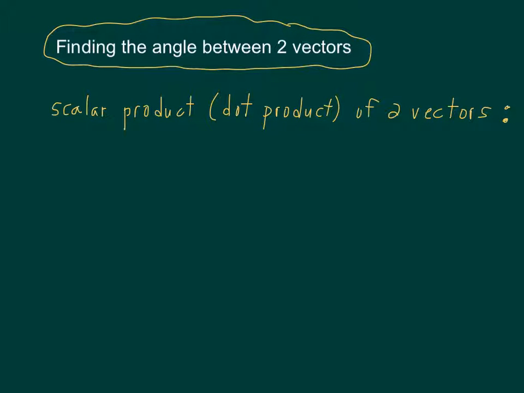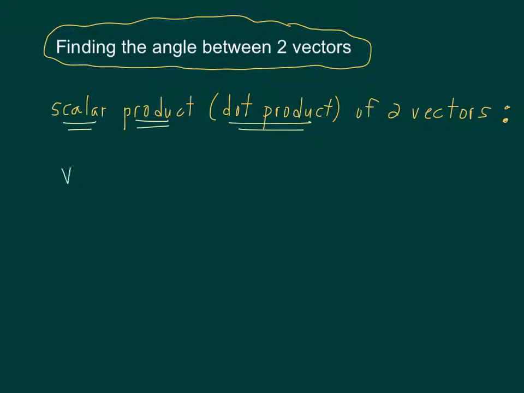Okay, in this video we're going to look at finding the angle between two vectors. And before we do that, we have to talk about something called a scalar product, which sometimes we will refer to as a dot product.